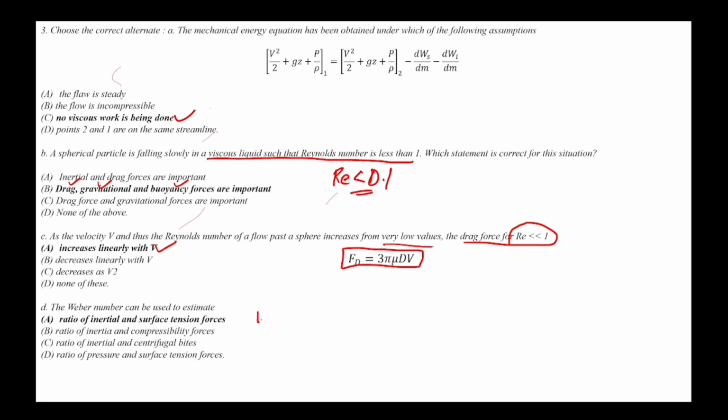The Weber number is the ratio of inertial force to surface tension force.